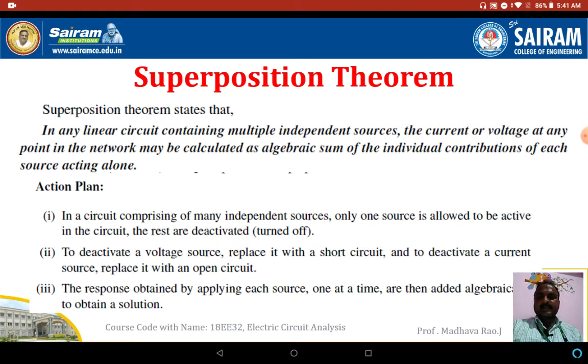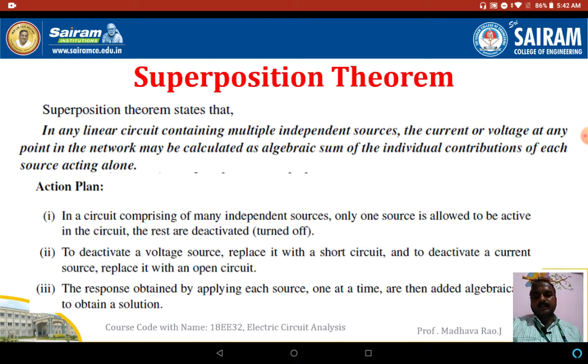Once again we will see the superposition theorem statement, then we will move to the explanation. In any linear circuit containing multiple independent sources, it may be two voltage sources, or two current sources, or one voltage source and one current source in the circuit, the current or voltage at any point in the network may be calculated as the algebraic sum of the individual contribution of each source acting alone. So this is the statement of the superposition theorem.